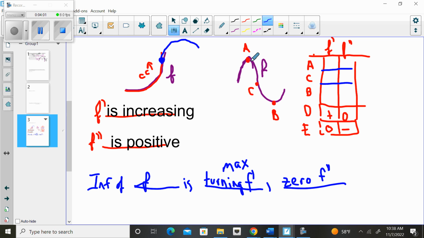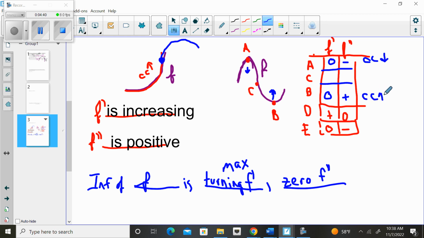Anyways, at A and B, anywhere I have a turning point, the first derivative is zero. But if I have a turning point and it's a max, then I'm concave down. So at a max, the second derivative is negative, because I'm concave down at a max, always, if it's a differentiable function. I'm concave up at a min, so the second derivative would be positive, because I'm concave up.